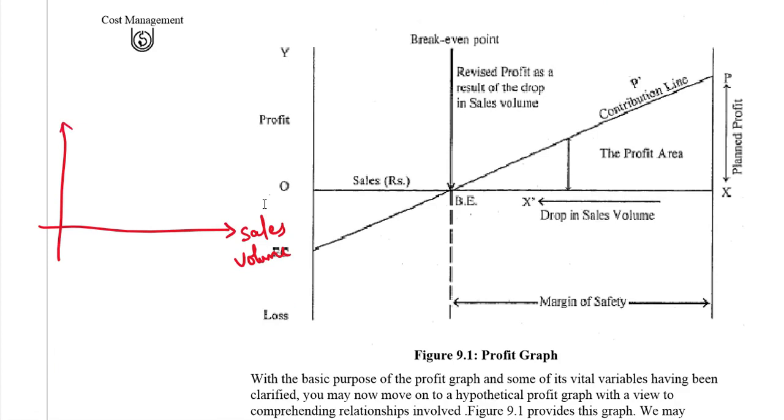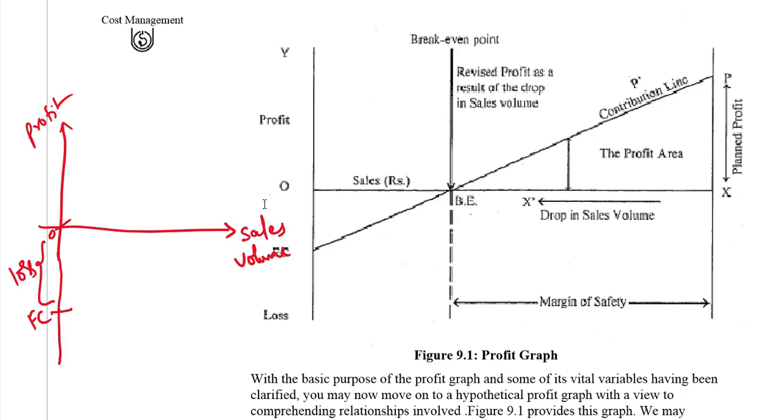Sales volume on x-axis and profit on y-axis. At zero volume level, when there is no production at all, the company is going to incur only fixed costs. Okay, only fixed costs are going to be incurred, but earnings is negative. Even though they are not producing anything and not selling anything, they are going to incur fixed costs. Whatever costs they are incurring, that is going to be a loss for the company. This area below the zero level, which is equal to fixed cost expenses, is called the loss.